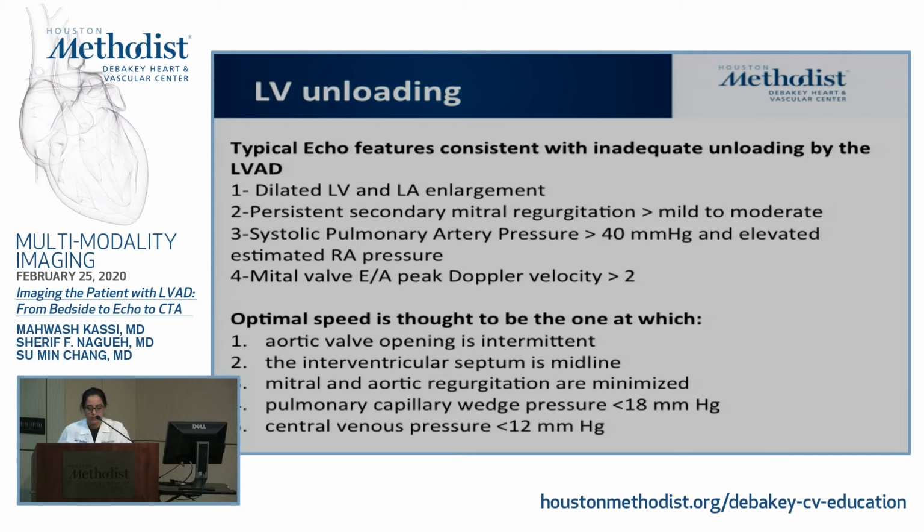And to me, the current opinion is that the optimal speed is one at which the aortic valve opens intermittently, although I disagree with that a little bit because most of the times when we get them to a normal wedge pressure, the aortic valve doesn't open anymore. And there is this whole phenomenon about whether more aortic regurgitation develops once your aortic valve intermittently opens versus not, which has not been proven. Then the interventricular septum, if it's midline, if mitral and aortic regurgitation are minimized, and their wedge pressure is less than 18, and the central venous pressure is less than 12. So mind you, it's important that it's both cath and echo.